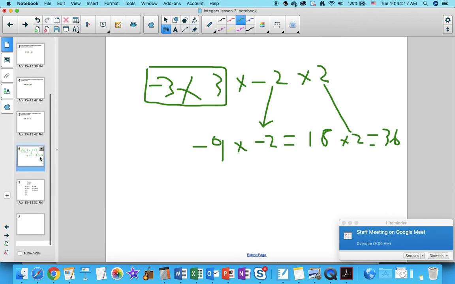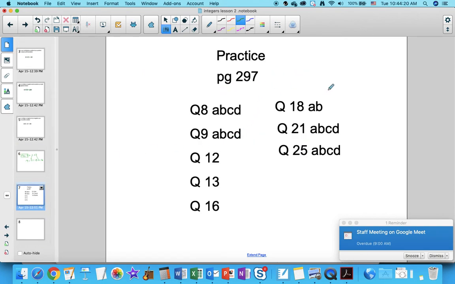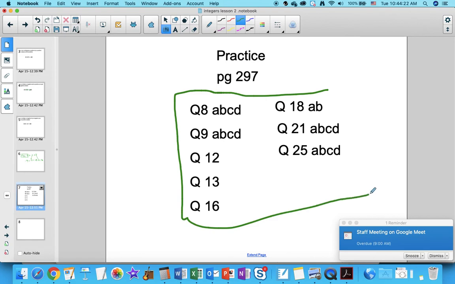multiplication using integers. Do these practice questions. I know there's a lot, but this will definitely reinforce those skills. It's a short lesson, but it's an important one for other units.